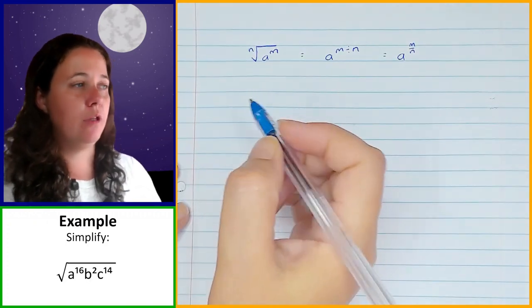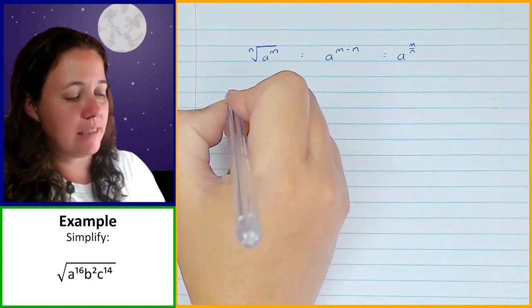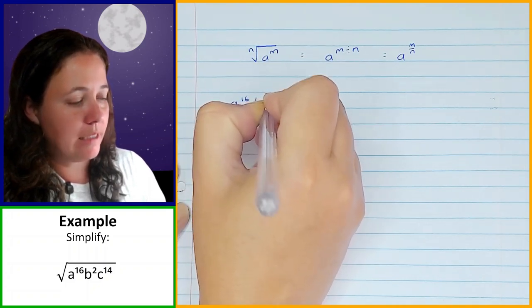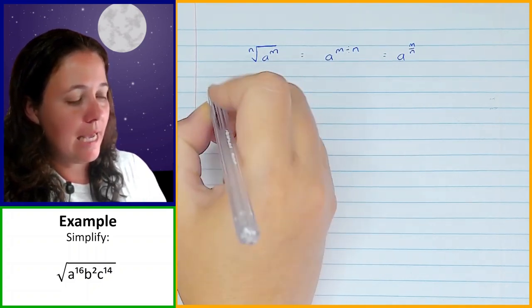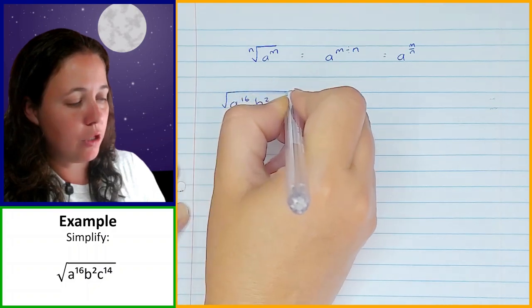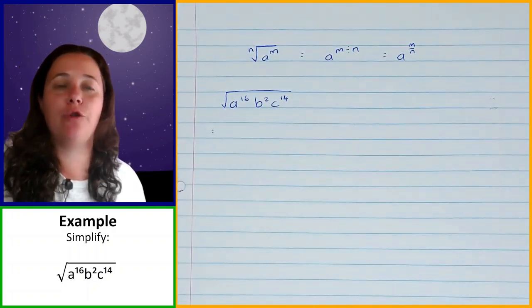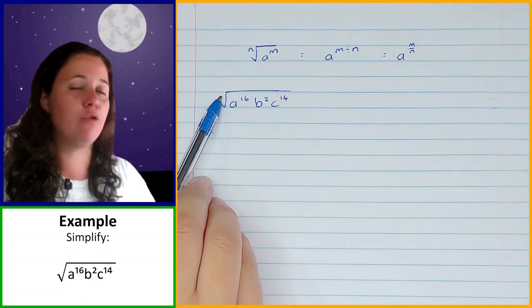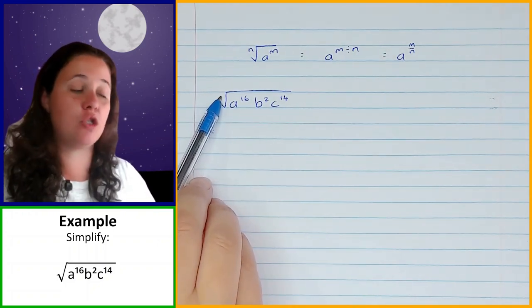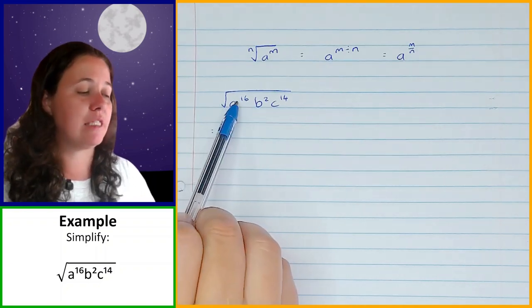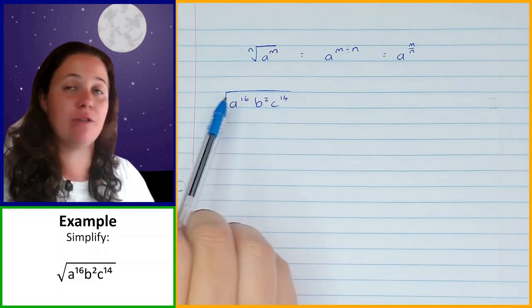Our first example is a to the power of 16 b squared c to the power of 14, and we are finding the square root of that. So now remember, when you're finding the square root of a number, there is an imaginary little number that you can't see over there, and that is a 2. So we're going to be dividing by 2 in this one. So we're going to take each of those exponents inside there and divide them by 2.